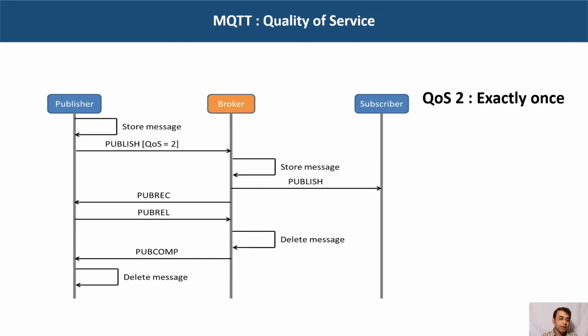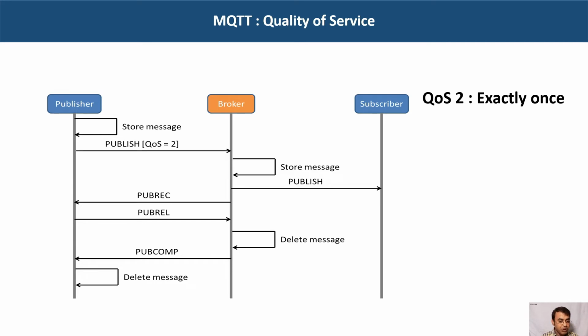Next is quality of service 2, exactly once. The publisher will store the message or data first, then publish it to the broker. The broker will receive it and store it, and then publish it to the subscriber. The data may be temperature data.